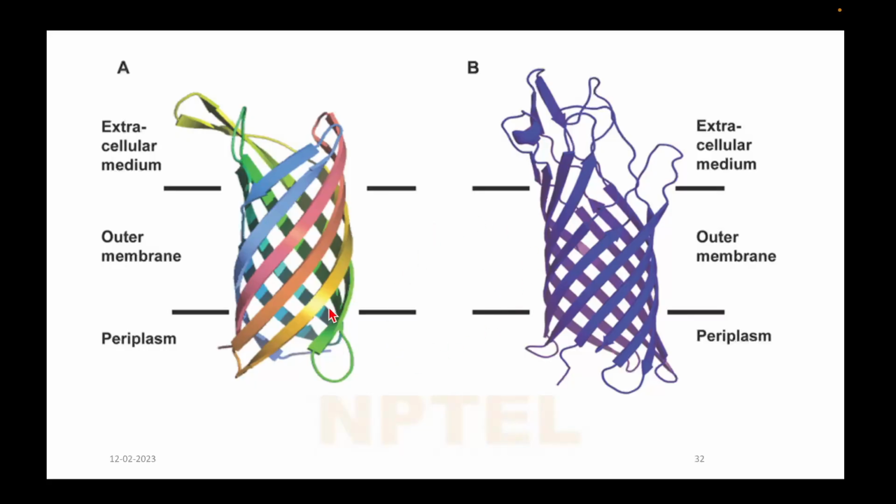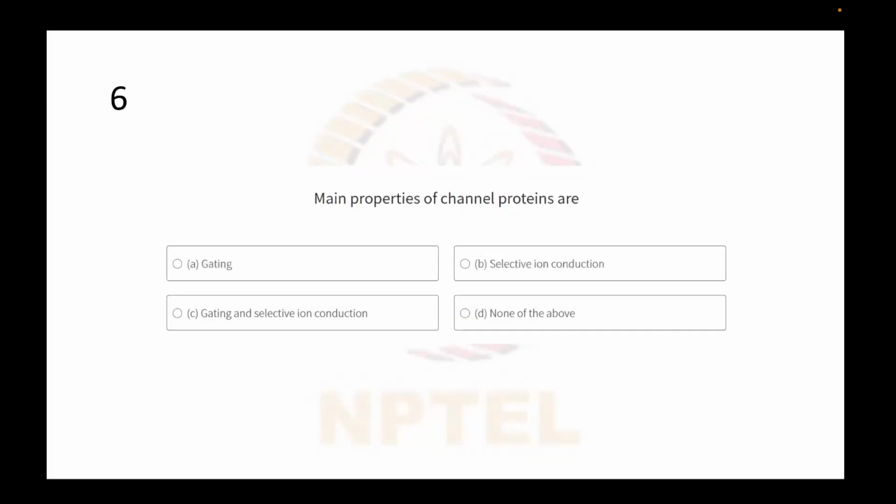So this is how beta sheets arrange themselves in a barrel-like structure and are embedded into the outer membrane. And each membrane protein also has extracellular and periplasm domain, which is similar to the globular protein domains. So this is how a structure of beta barrel protein embedded in outer membrane looks like. And mostly they function as channel proteins.